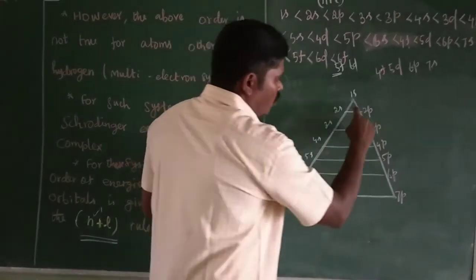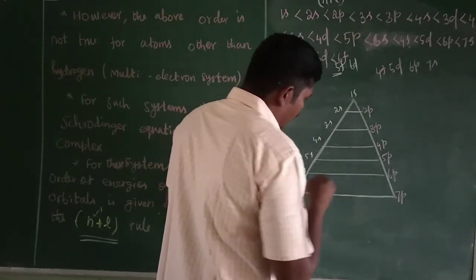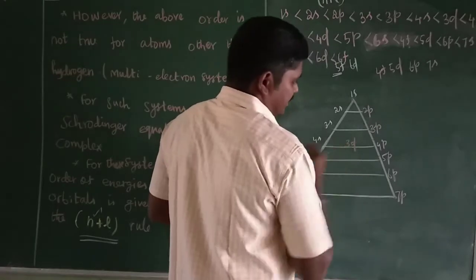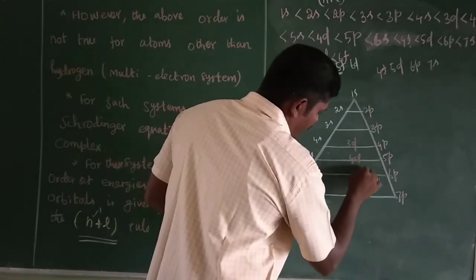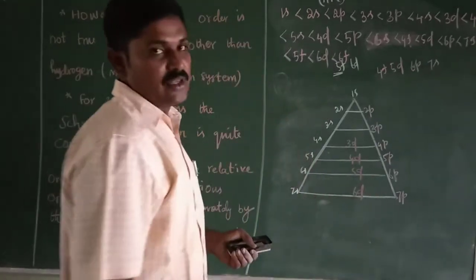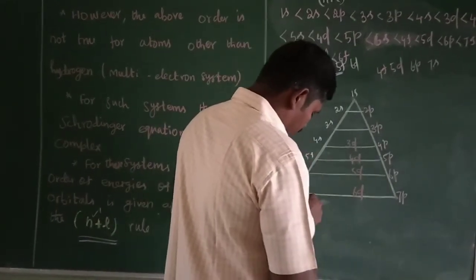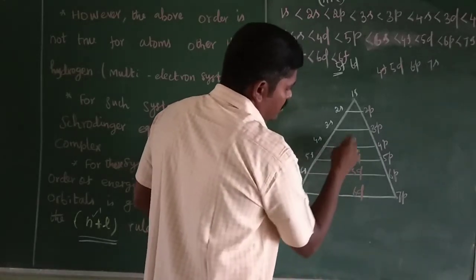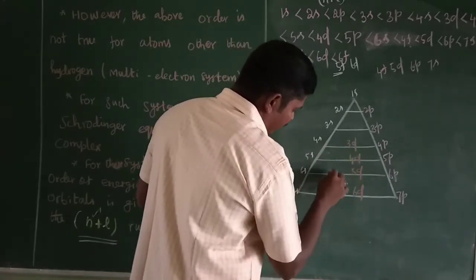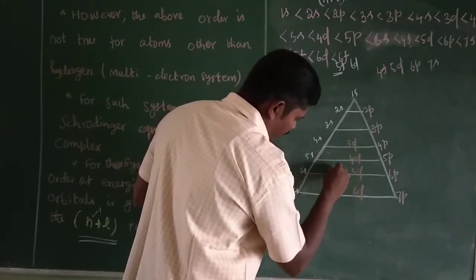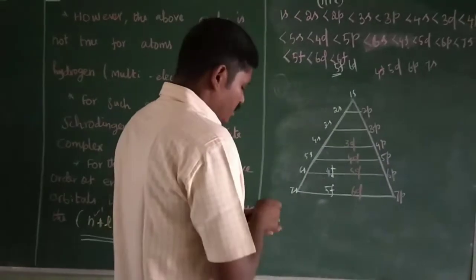Leaving the first two lines, the next lines indicate d orbitals: 3d, 4d, 5d, 6d. Then for the last two lines, above them we write 4f and 5f. Okay, students, listen.